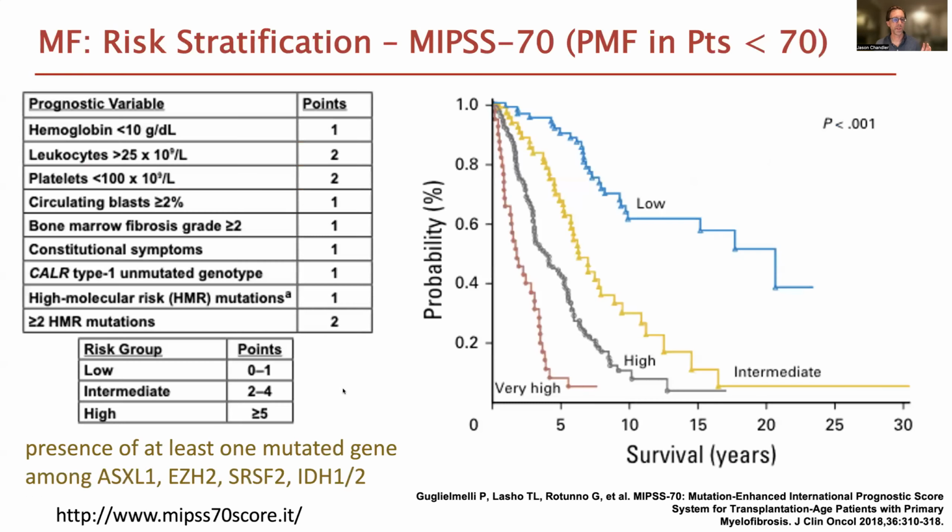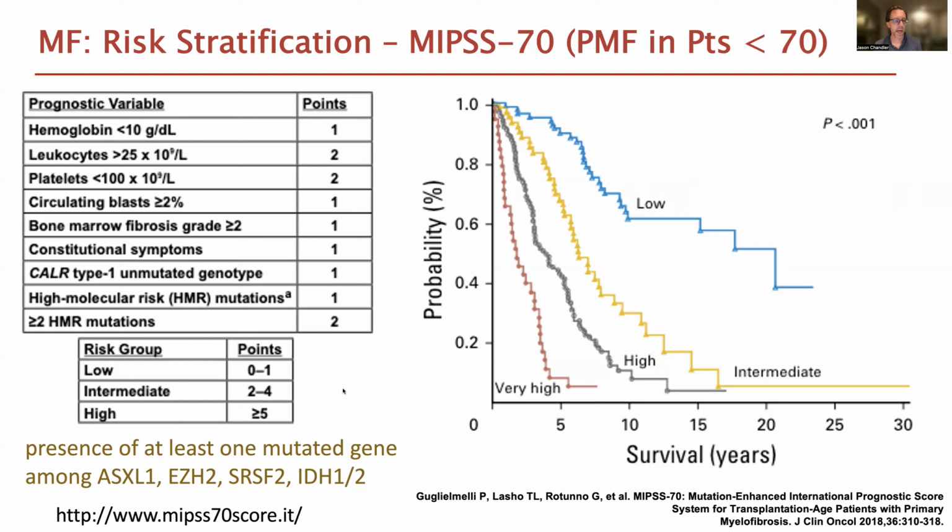So we did PV, ET, and now myelofibrosis. Of these, the most important one for risk stratification is myelofibrosis, because you really want to put these people in different categories. So this is a really complicated one. You see all the factors that go into it. So you just get a point for each.